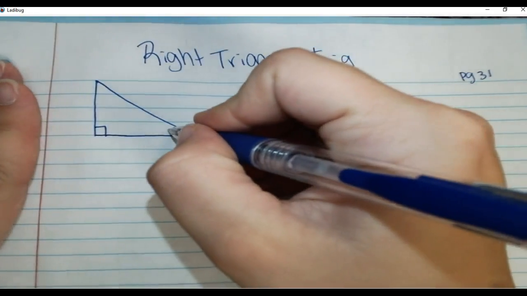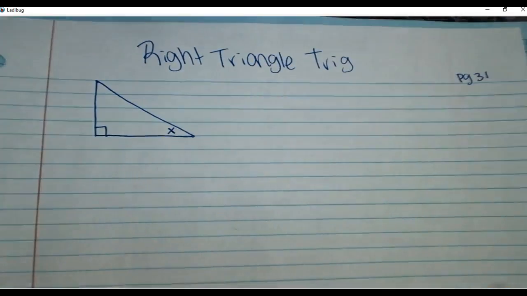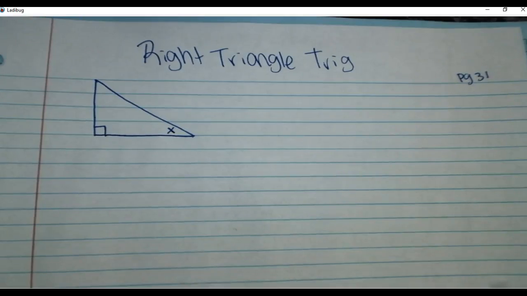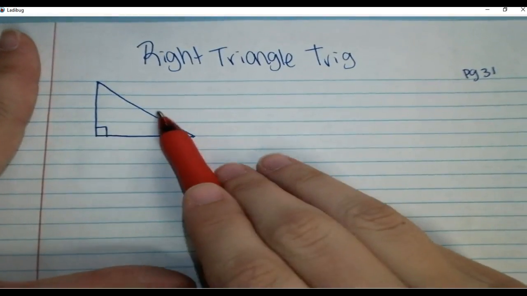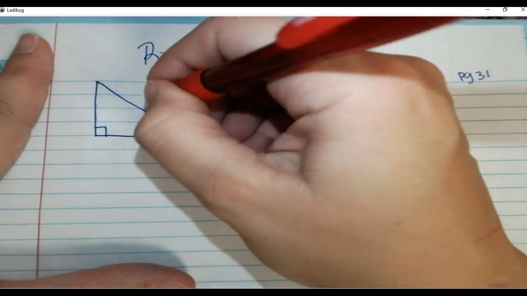And let's say our unknown angle is this one in the bottom. You can have an x there, you can have a theta there, or you could know the angle measure. It just depends on the problem. But the first thing that you always want to do on these is label your triangle. So remember, across from the right angle is always your hypotenuse.